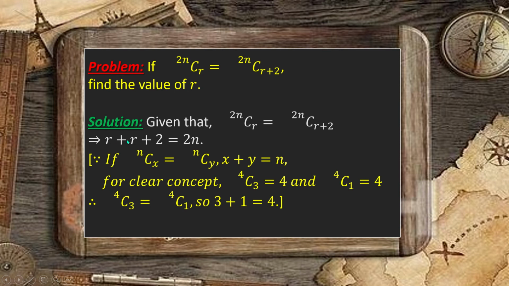Okay, now calculate this part. Here r plus r means 2r, and converting this to the right side we get 2n minus 2. Now dividing both sides by 2 we get r is equal to n minus 1. This is the answer. Okay, and this part, the yellow part, is a side note.